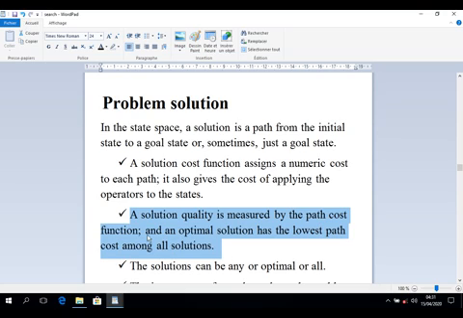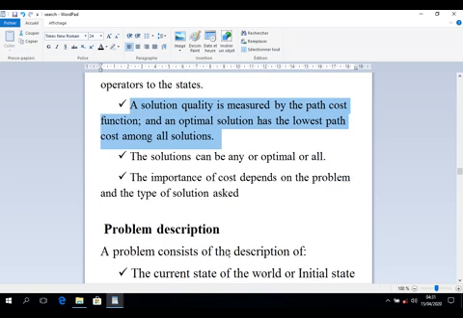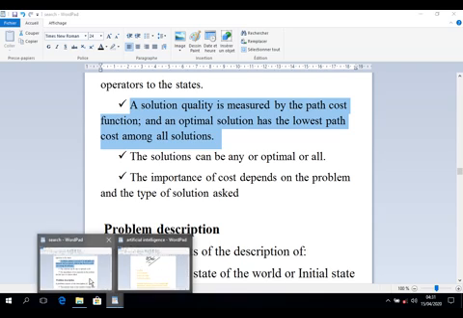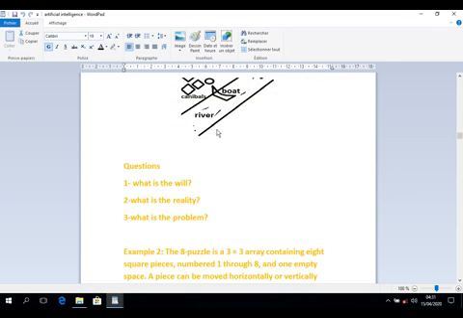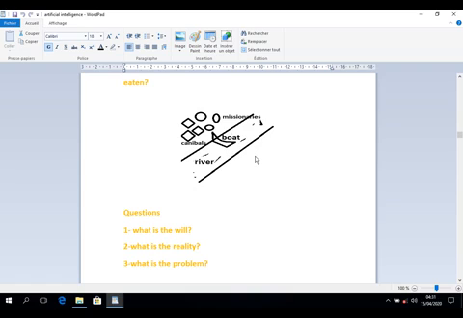For example, in this problem, the cost of the solution can be the number of moves to reach the goal state. Is it okay? And a good solution is one with the minimum number of moves. In this other problem, the cost of a solution is the number of trips, and a good solution should have the minimum number of trips. Is it okay? Fine.